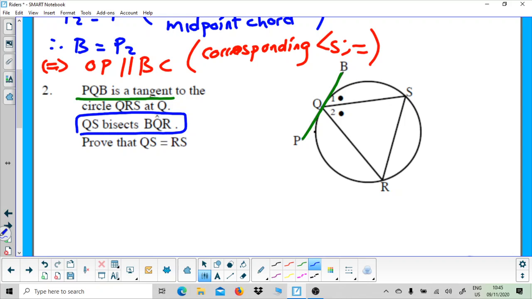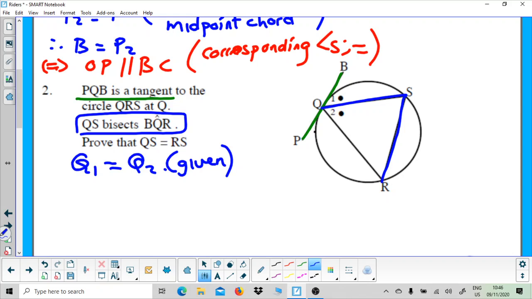So here you were told there was some given information. QS is actually bisecting BQR. What it means is that Q1 is actually equal to Q2. I can write that one and say this one was given to me. If I want to prove two sides to be equal, let's go and find the two sides. Please, the sides are QS, and then there is RS, which is over here.